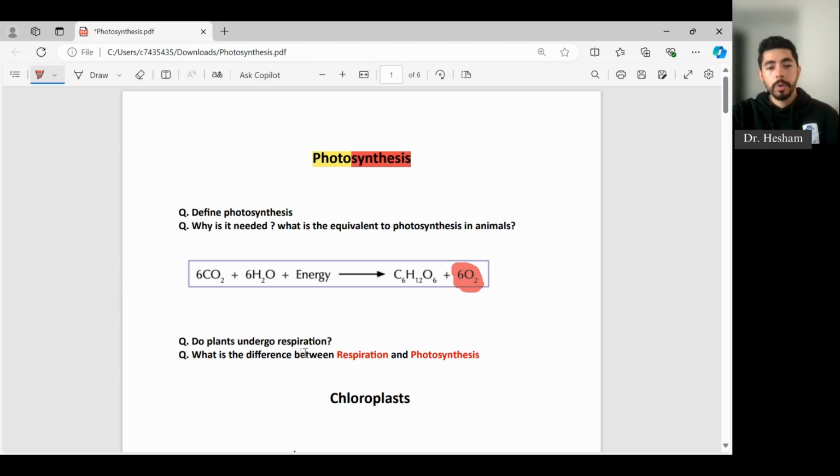Do plants undergo respiration? A lot of people confuse respiration and photosynthesis. Some students even confuse respiration and breathing. So to define respiration, although we're not going to talk about it today, it's good to draw the line between respiration and photosynthesis, and respiration and breathing.